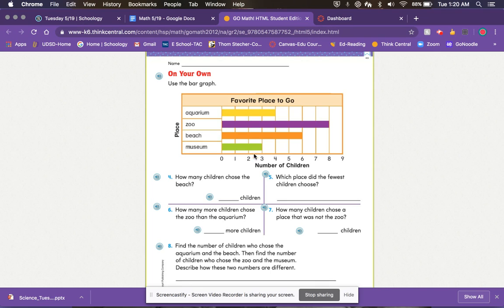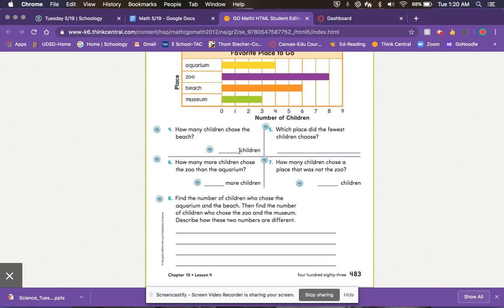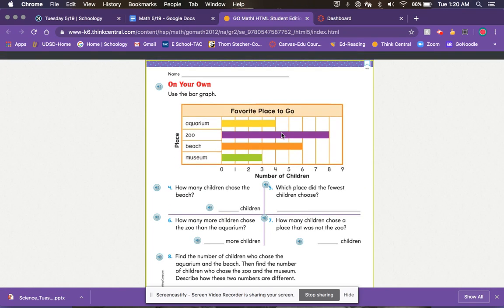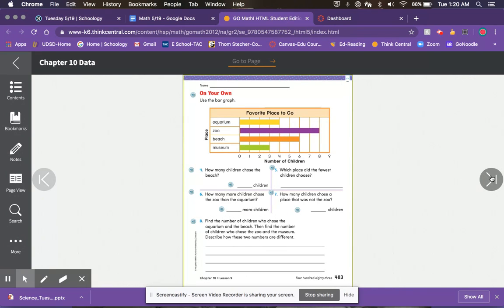All right, we have zoo compared to aquarium. Find the difference. How many children chose a place that was not the zoo? So guess what? Get rid of the zoo. Aquarium's not the zoo. Beach is not the zoo. And museum is not the zoo. So those are what you're going to count there. The last one says, find the number of children who chose the aquarium and the beach. Then find the number of children who chose the zoo and the museum. Describe how these 2 numbers are different. So you're putting 2 together and another 2 together. And you're going to tell me how they're different from each other.